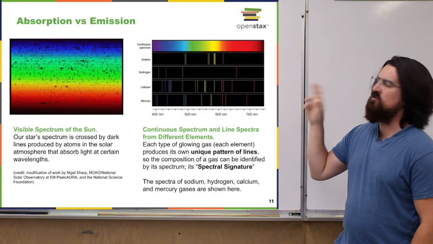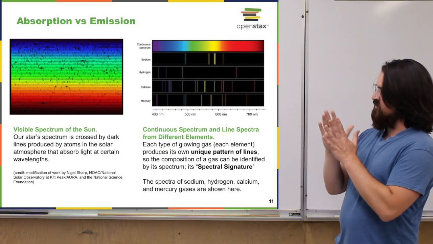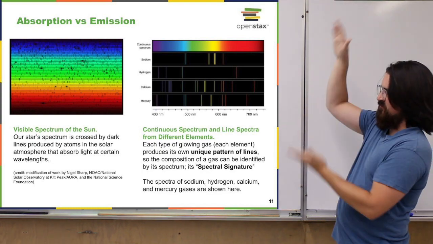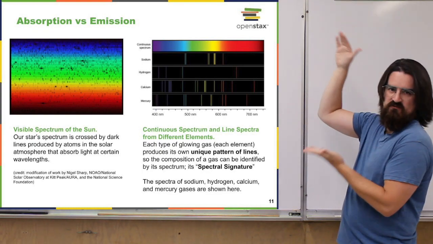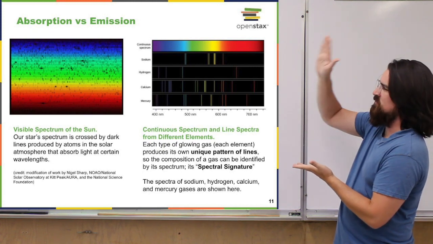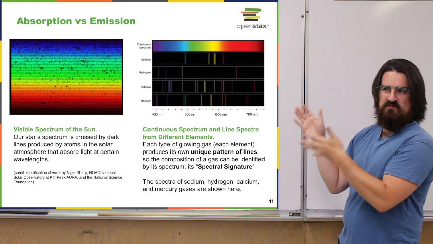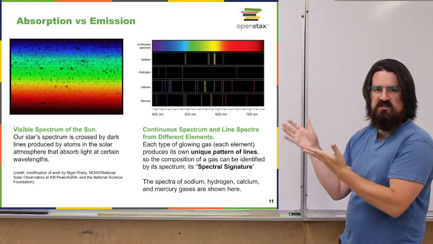Here on the left, we actually see the absorption spectrum of the sun. So it's this whole spectrum from violet to red. Remember, this is just the visible part of the electromagnetic spectrum. But in that whole spectrum, there are all these dark lines. And that's information. That tells us about what stuff makes up the sun.